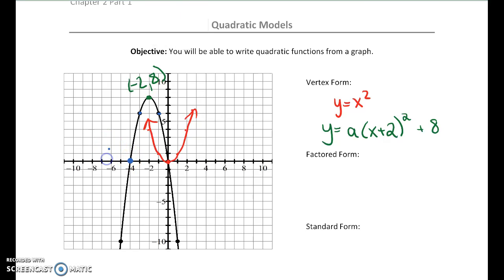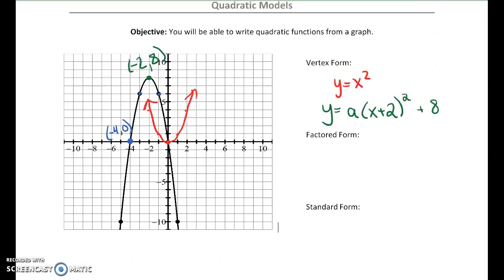So this is my -4, 0 point. I can plug in -4 for x and 0 for y and solve for what my a is. So let's do that. I get 0 equals a times (-4 plus 2) squared plus 8. And if you solve this for a, it'll give you the thickness or the width, I don't know, the steepness of the parabola. So go ahead and do that, solve for a, and I'll come back with the answer.